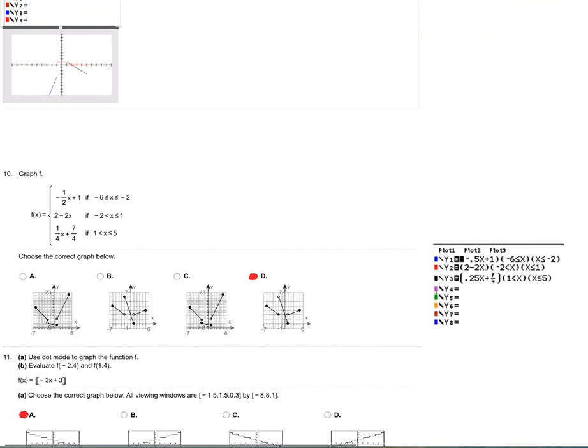But anyway, you do all of that, zoom 6 unless it tells you a different window, and this is the correct graph. Now what you do notice is B and D look alike. Where's the first place that it looks different? Right here. That's an open circle, that's a closed circle.